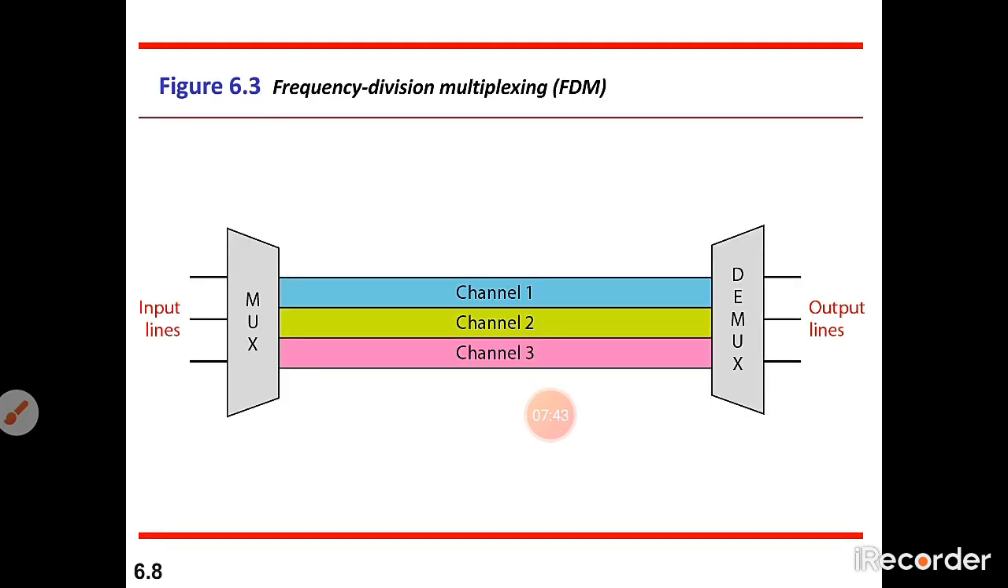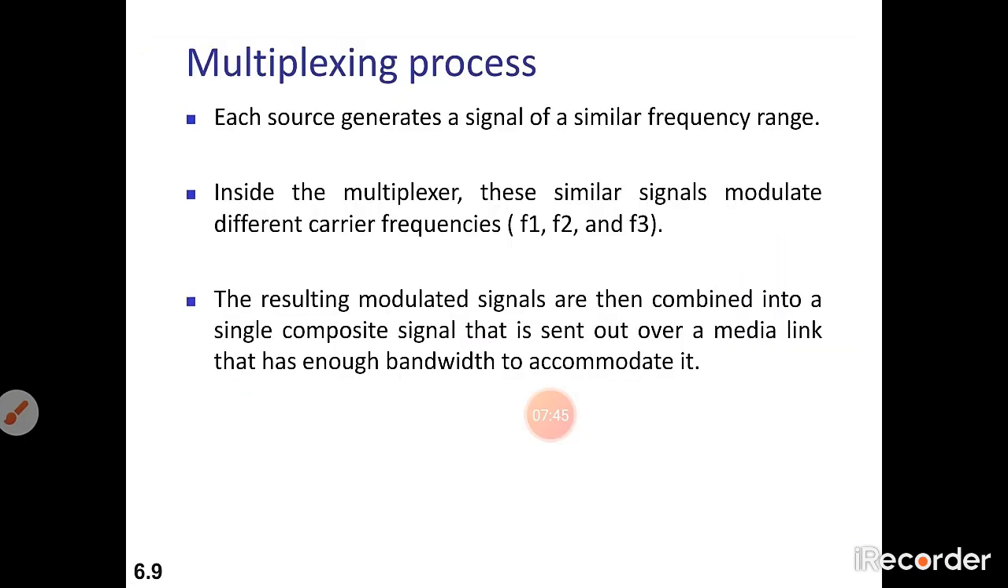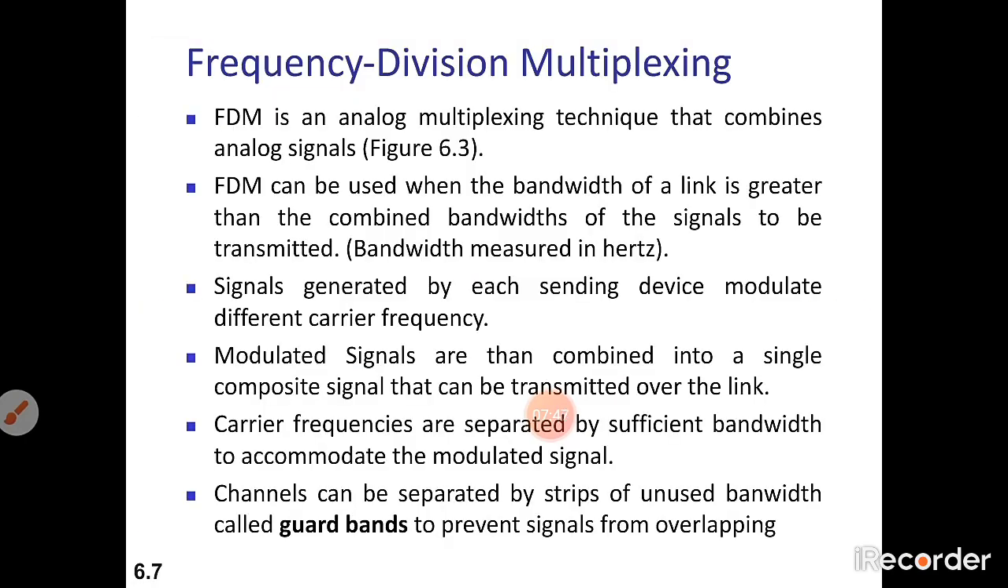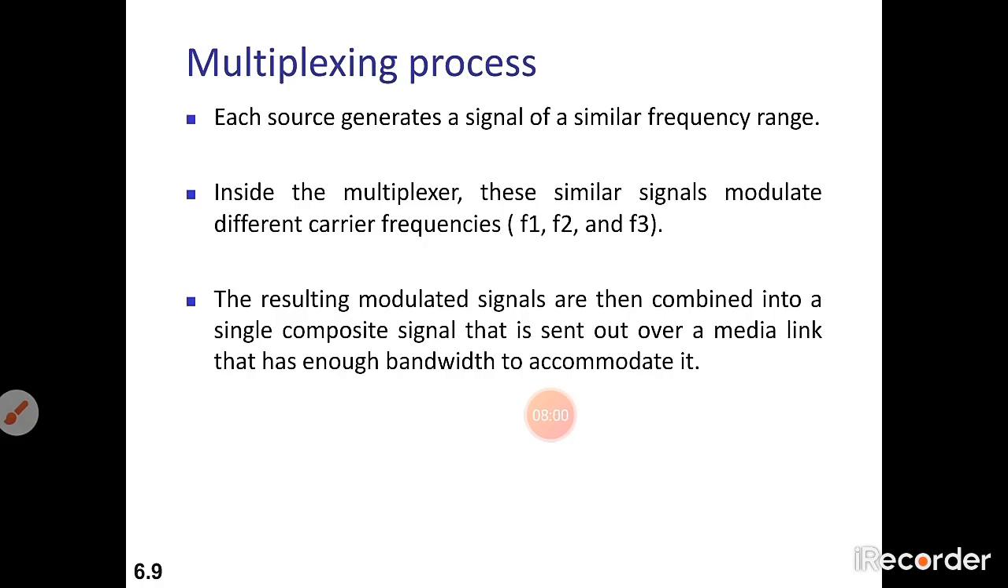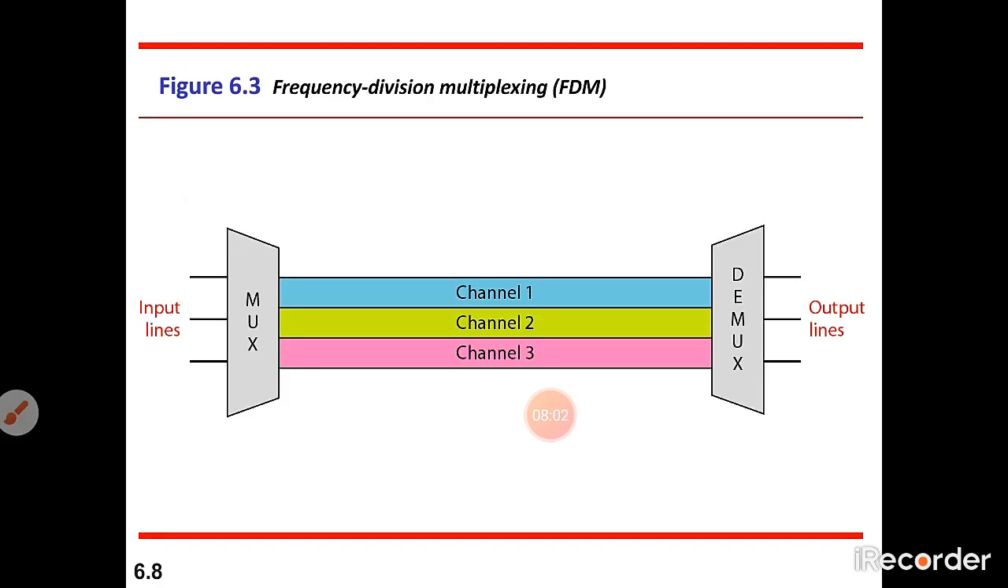As I already told, what is the purpose of using guard bands? Some unused bandwidth is allocated for the guard bands, so that by using them we prevent the overlapping of the channels or signals. That is the purpose for which we use guard bands. This is a representation of frequency division multiplexing as we discussed.